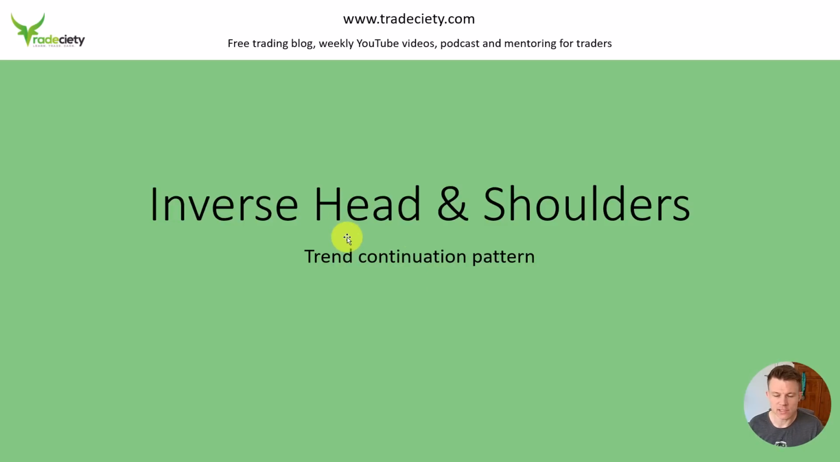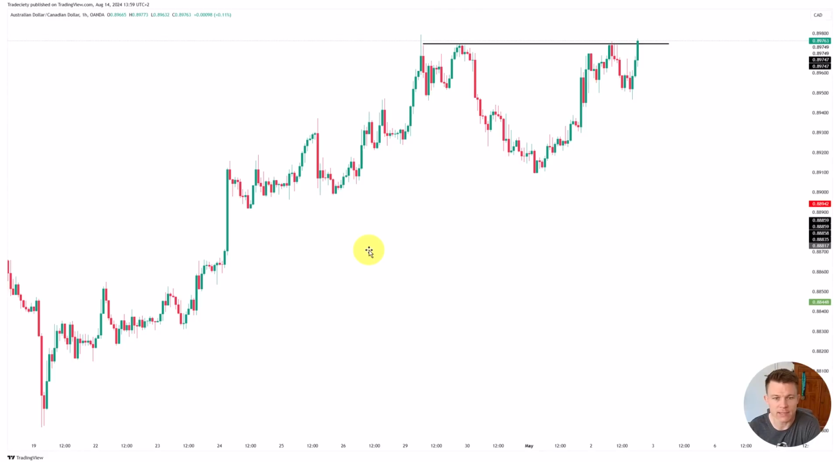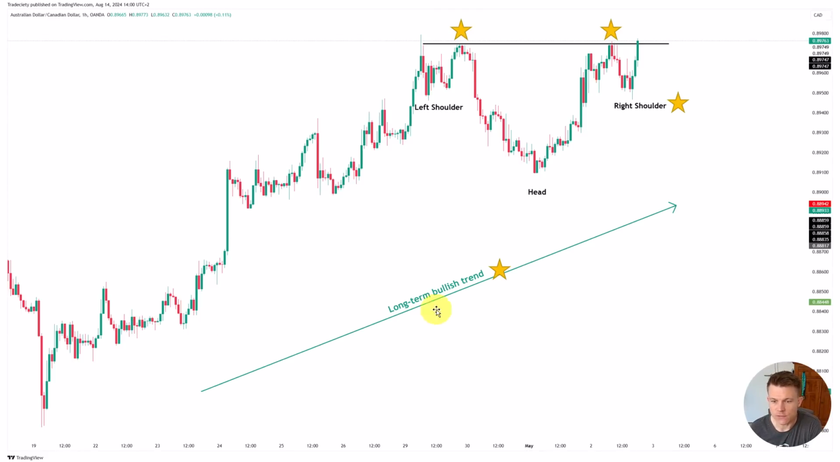So let's start with something not super complicated, the inverse head and shoulder, and the inverse head and shoulder as a trend continuation pattern. So when we look at this chart, let's break this down step by step. What do we see here? First of all, we need to acknowledge the long-term trend. It's always important that you understand what is the long-term trend.